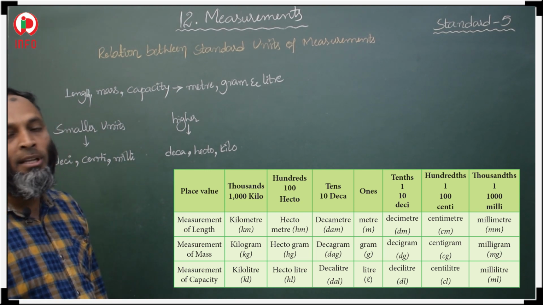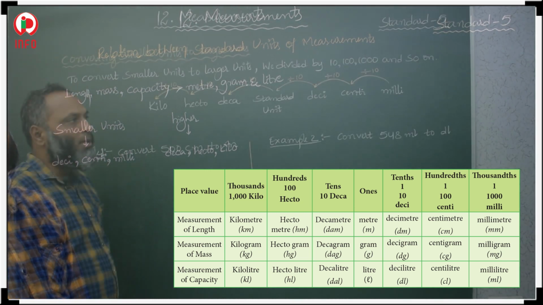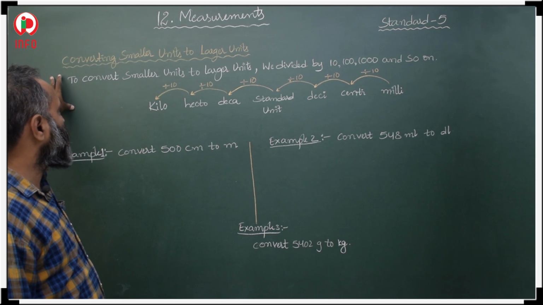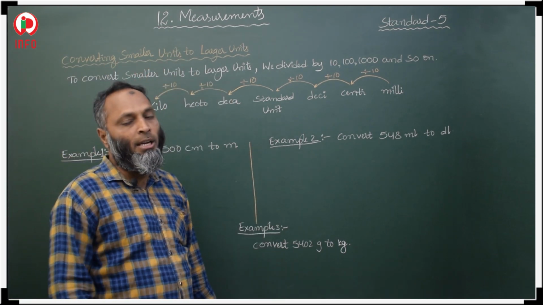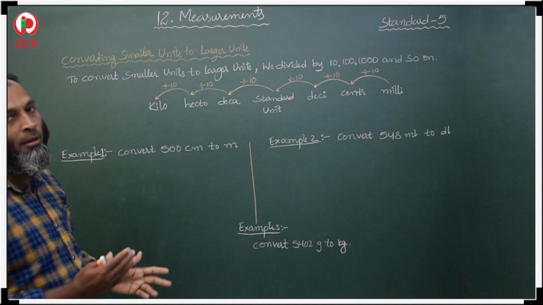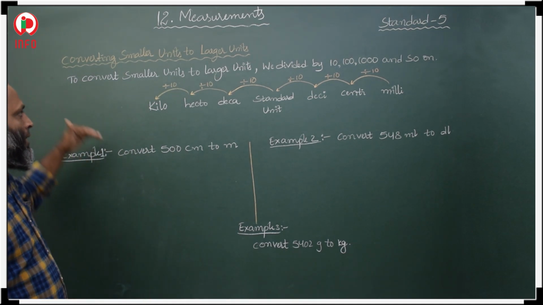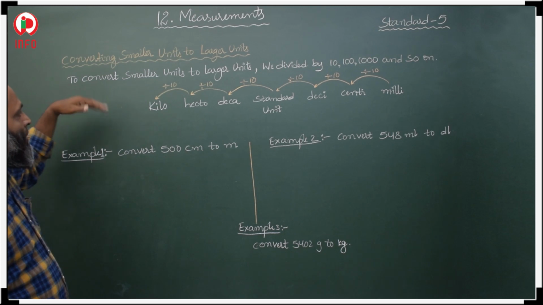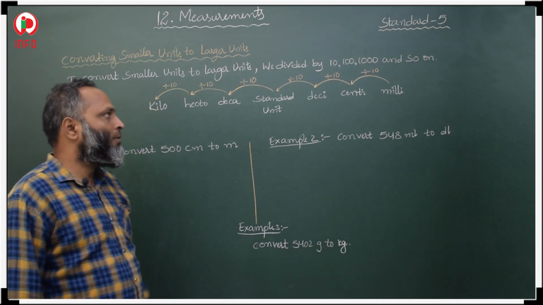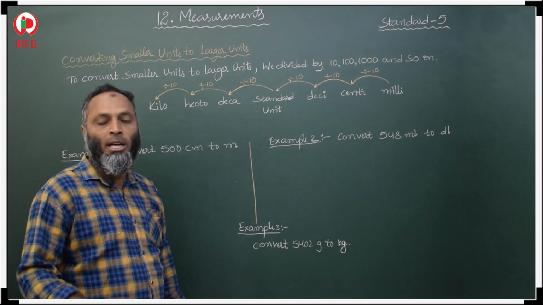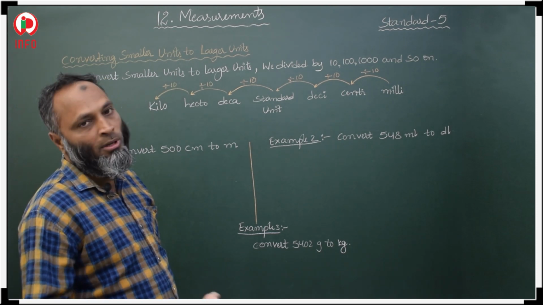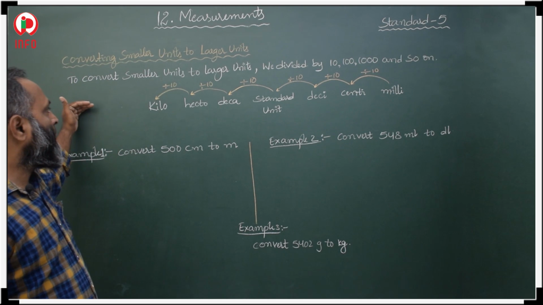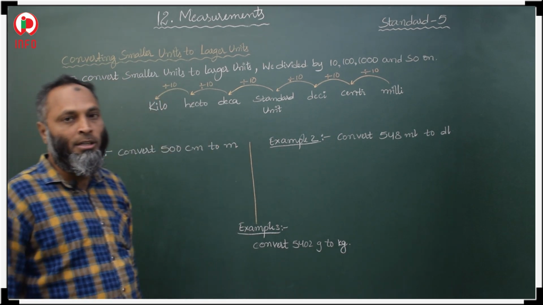Okay, students. Now, next concept: converting smaller units to larger units. So how to convert smaller units into larger units? To convert smaller units to larger units, we should divide by 10, 100, 1000, 10,000, lakh, 10 lakh, and so on. So when we convert smaller units to larger units, we should divide.